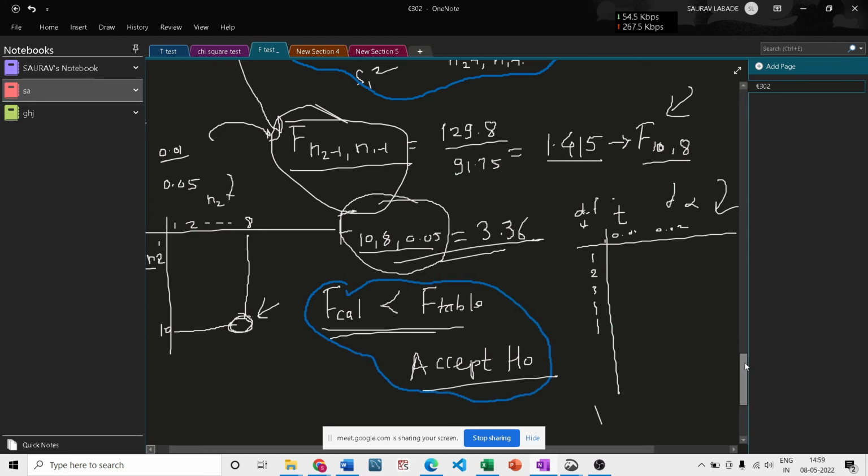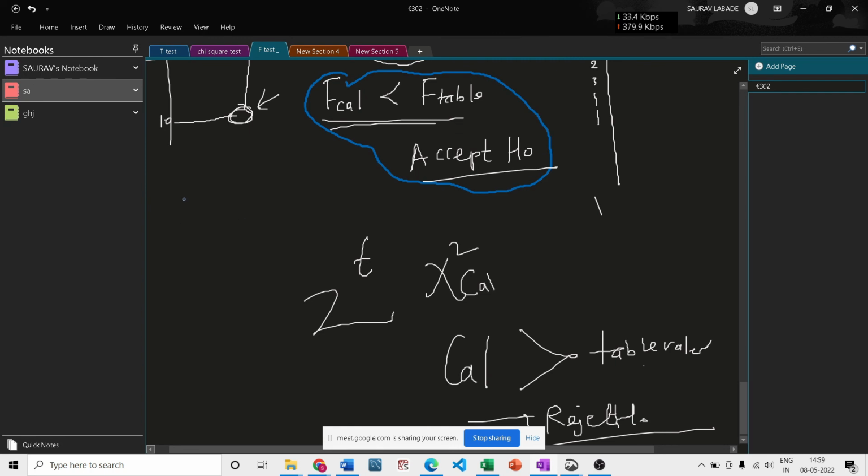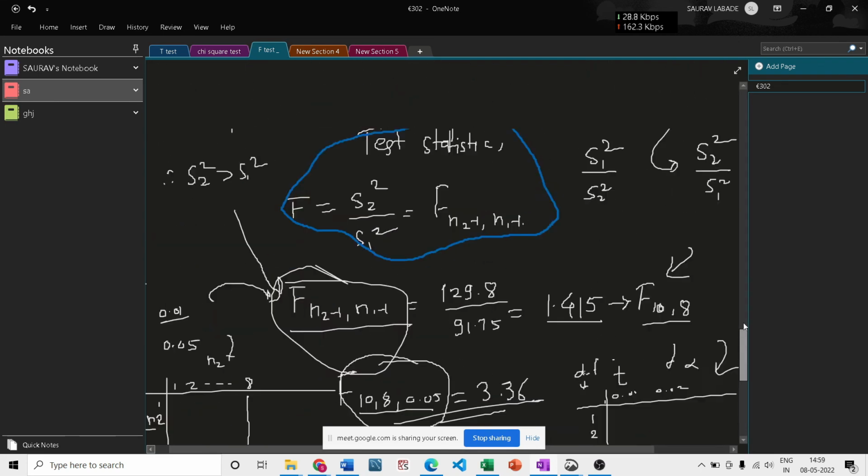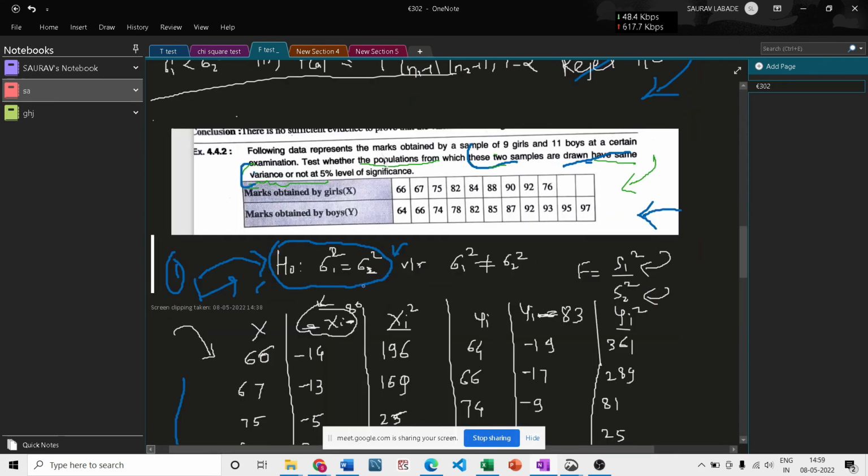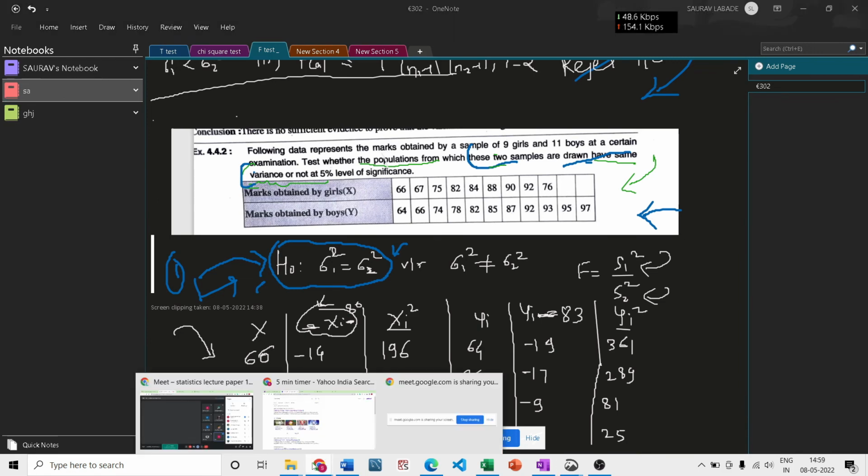And after that, the one last mark will be for what? For the theoretical conclusion, right? On the basis of this acceptance, accepting means this condition, that means the variances are equal, right? So this is how you have to solve this type of testing example. So here we have covered our last test, that is the F test, which is the third small sample test.